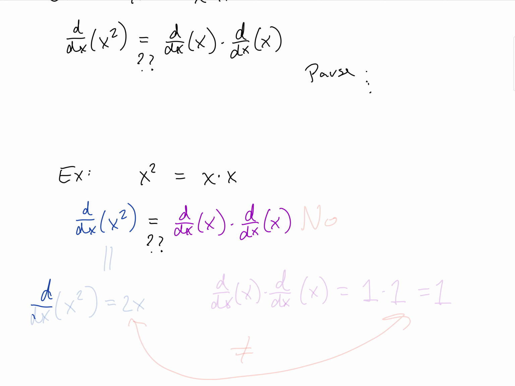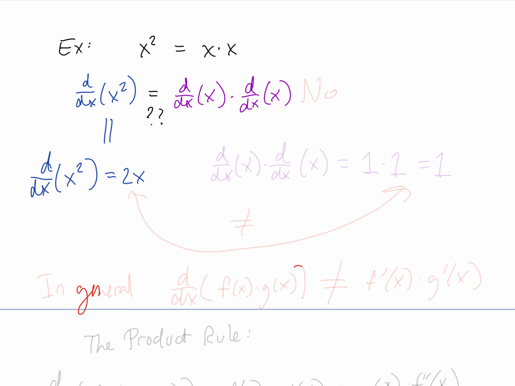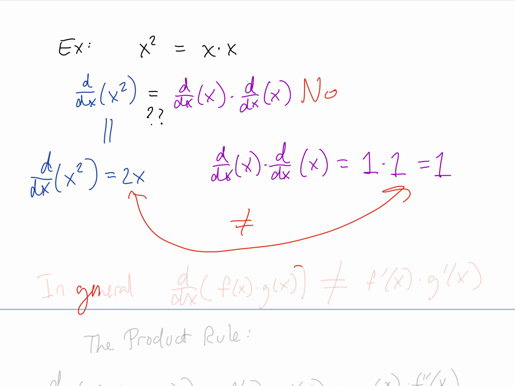Okay, so the derivative with respect to x of x squared we know is 2x, whereas the derivative with respect to x of x times the derivative with respect to x of x would be derivative of x is just 1, times derivative of x is just 1, so that is 1. So are those two quantities equal? No, we know that in general 2x is not equal to 1, so the answer to this question is no. And in general, it is not true that the derivative of f of x times g of x is just the separate derivatives.